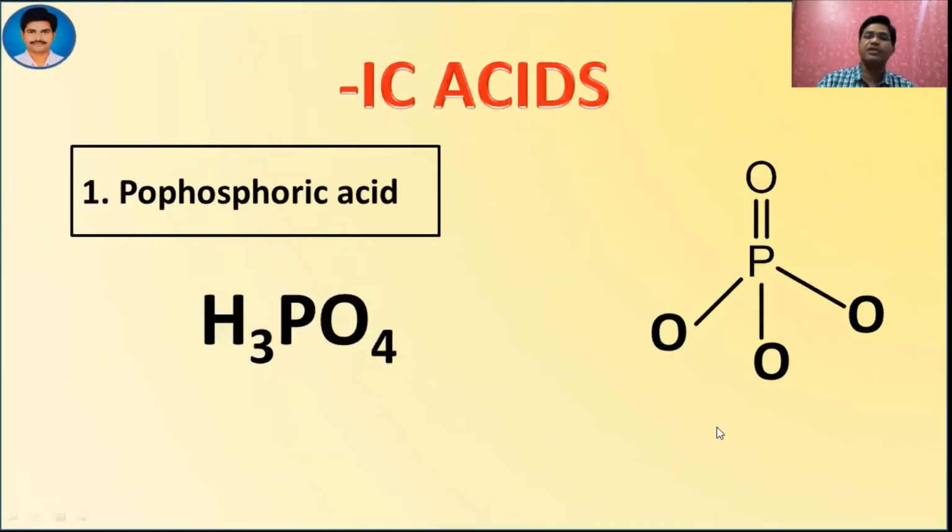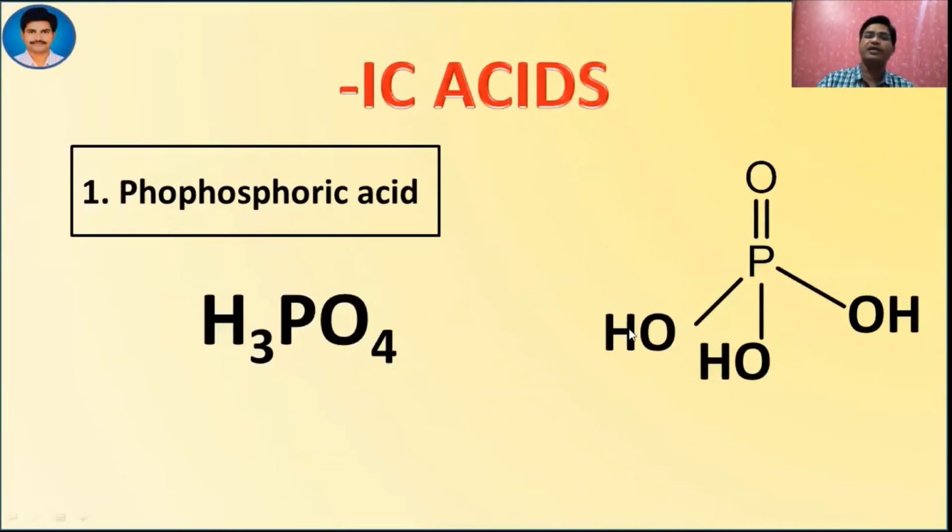Then after that, supply the hydrogens. So what happened here? There are 3 hydrogens, and all are in the OH form. That's why it acts as only an oxidizing agent. Here, all the H are in the form of OH. How many are there? 3. Therefore it is a tribasic acid.